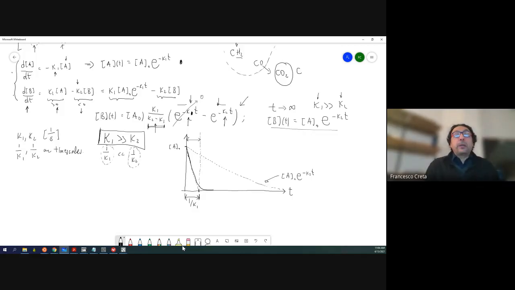Now we're going to have to draw the profile for B. Clearly, this expression that we just wrote is the overall one. So there is an increasing and a decreasing term. In fact, B will start from 0. It will increase within the very fast time scale, but then it will be constrained to this behavior here, and it will decay much slower.